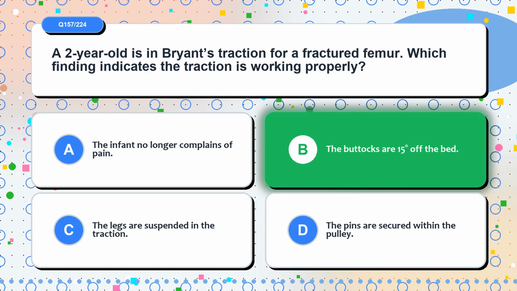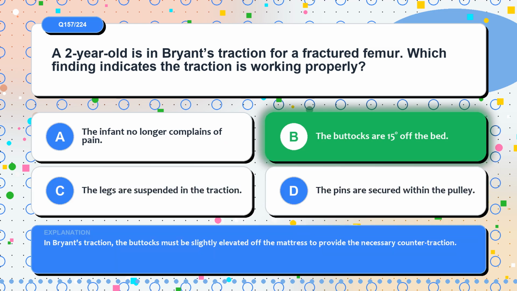The correct answer is option B. The buttocks are 15 degrees off the bed. In Bryant's traction, the buttocks must be slightly elevated off the mattress to provide the necessary countertraction.